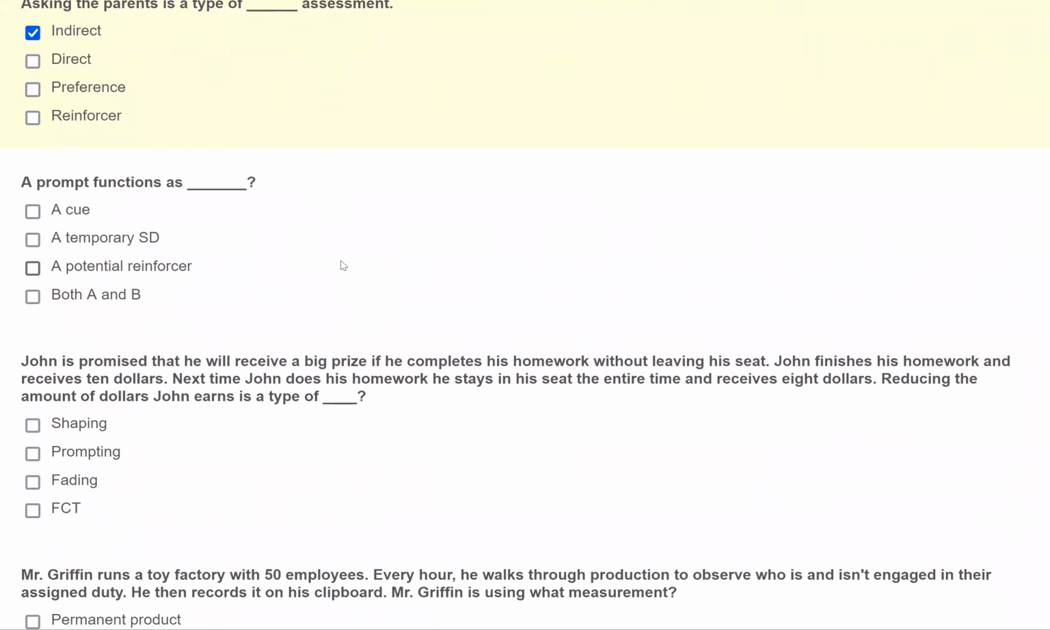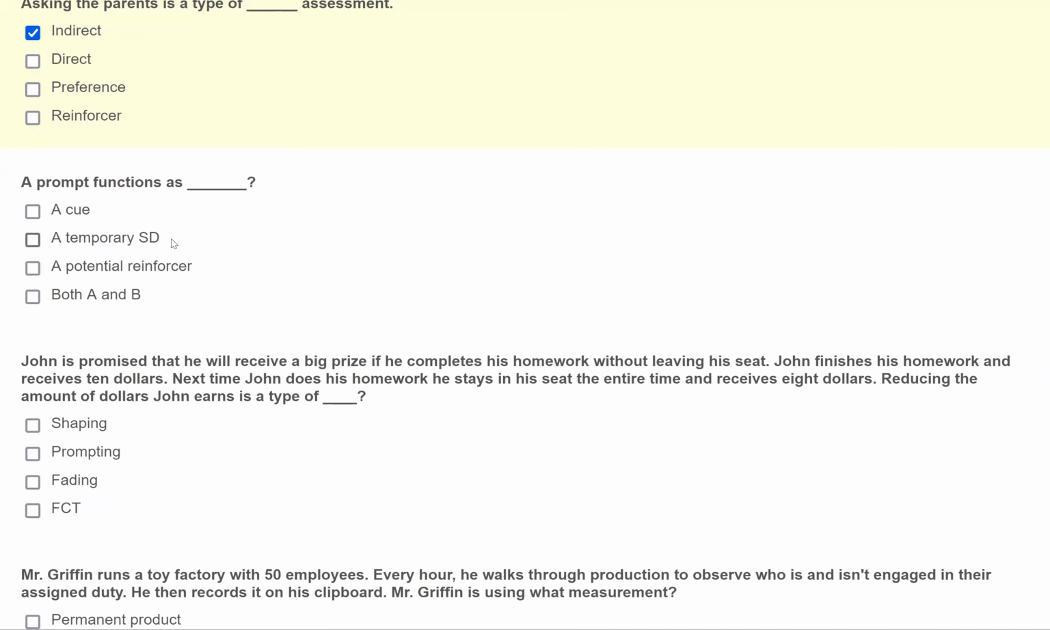A prompt functions as, okay, very easy question. This is kind of a fluency test. Okay, what do we know? We know prompts or antecedents evoke a behavior we want to see. They follow the SD, but come before the response. So a prompt functions as what? Does it function as a cue? Of course, it's a cue or a signal for a desired behavior to occur. We're trying to evoke behaviors that we can't evoke without prompts. The prompt is just an extra push for the behavior we want to see.